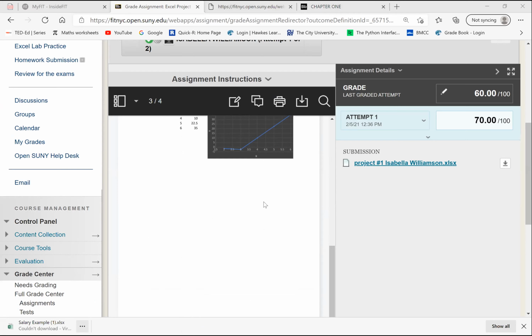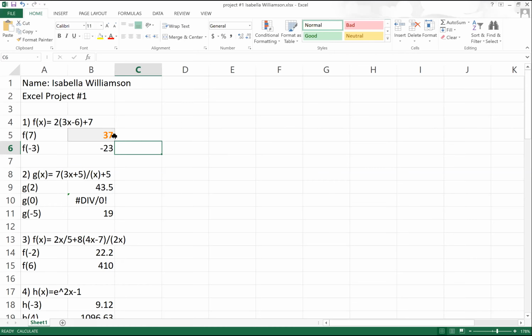Cannot open tool. Okay. All right, here we go. And let me share the screen with you. Okay, here we go. Can you see it? Can you see your Excel project? Yeah, I could see it.